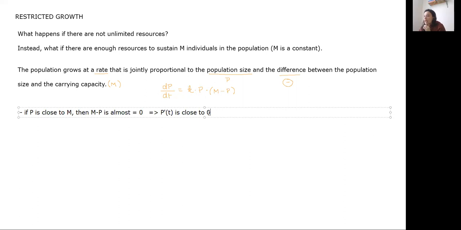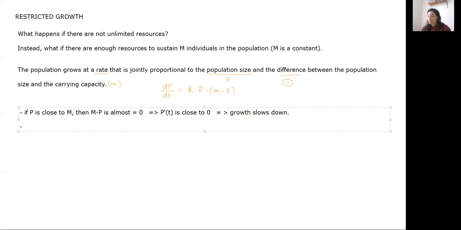Yeah, okay. So if P prime of t is close to 0, then that means that the growth slows down, because the growth is almost equal to 0, so the rate at which the population is changing is getting close to 0 as well. So what does this mean? It means as my population gets close to the maximum size, my population is going to stop growing, because there's not enough resources for it to grow as fast. Does everybody understand that? Yeah, okay. So that's the first property of this equation.